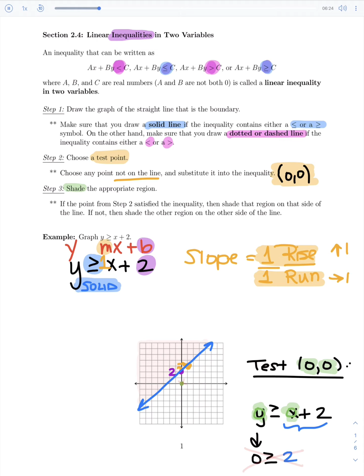Now let's see what we have. We have the statement 0 is greater than or equal to 2. What do we know about that? Well, we know that 0 is never going to be greater than or equal to 2. What does that mean about our point 0, 0? It means that that point didn't work. Well, if that point doesn't work, that means we don't want to shade that side of the line because it didn't work. We want to shade the other side of the line. That's what's going to work.